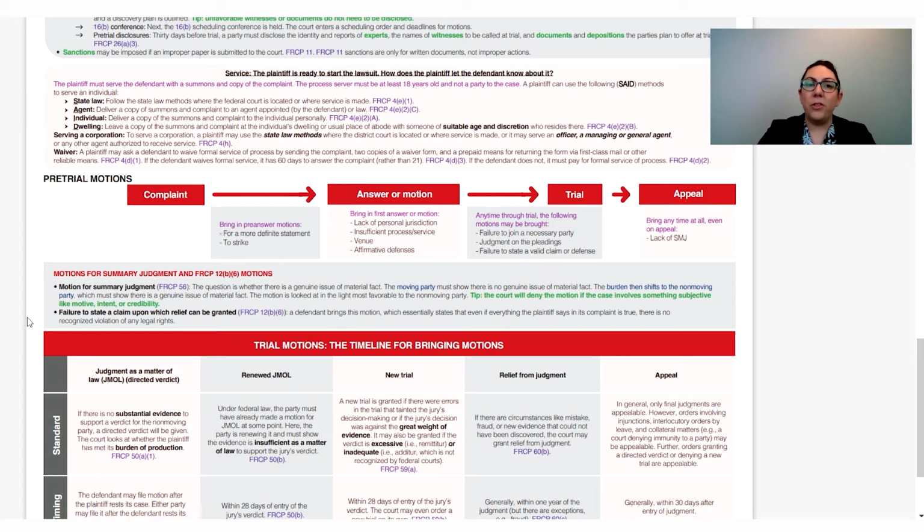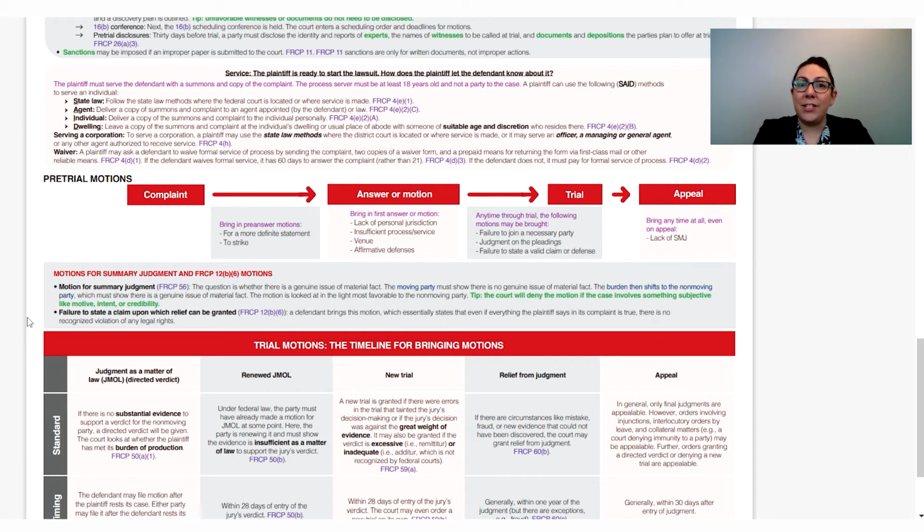Before they do that, if you look at the gray box between the complaint and the answer, the defendant can bring some types of motions. They can bring a motion for a more definite statement or a motion to strike. These would be appropriate before filing an answer, arguing that there is a problem with the plaintiff's complaint. Either it's not clear enough and the defendant needs more information about the allegations, or there's some inappropriate information in the complaint that should be stricken from the complaint. They could bring this before filing an answer.